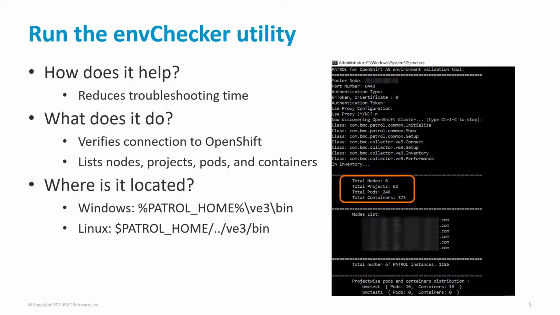Before you configure monitoring in Patrol for OpenShift, run the envChecker utility provided by BMC. The utility verifies the OpenShift connection with the KM and saves your time to troubleshoot connection issues. It also provides you the number and list of nodes, projects, pods, and containers present in your environment that you can monitor. You can use this information to plan what all projects, nodes, pods, and containers you want to monitor. The utility is available in the VE3 bin folder inside the Patrol Home folder.